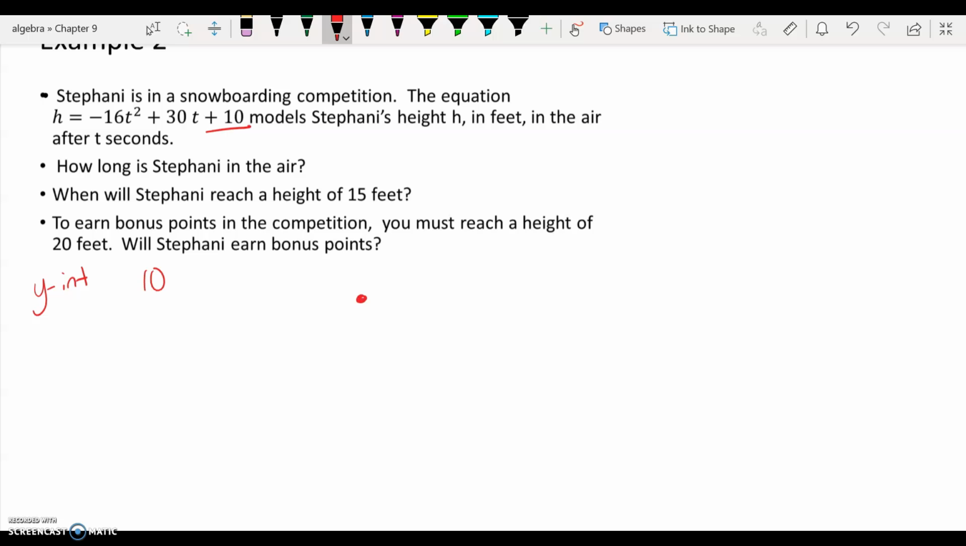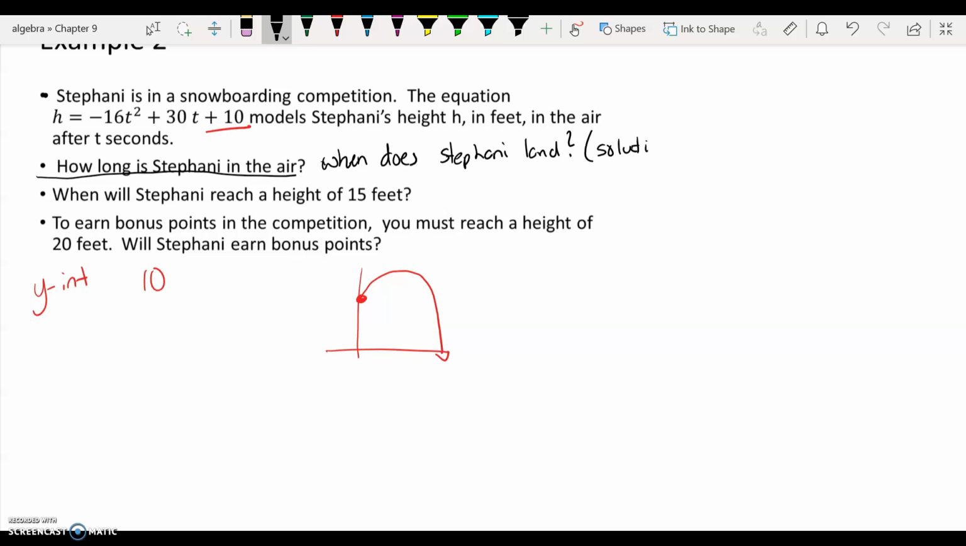So I drew a picture. The general shape of the graph, we don't know the actual shape, but it would look something like that. That's what we're guessing. So the first question, it says, how long is Stephanie in the air? What they really want to know is, when does Stephanie land? So right here we're looking for solutions. So automatically we're going to set the equation they gave us equal to 0 and figure out what it is.